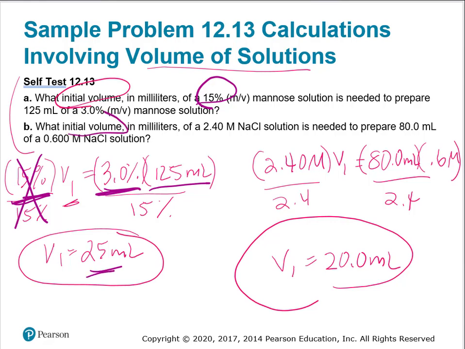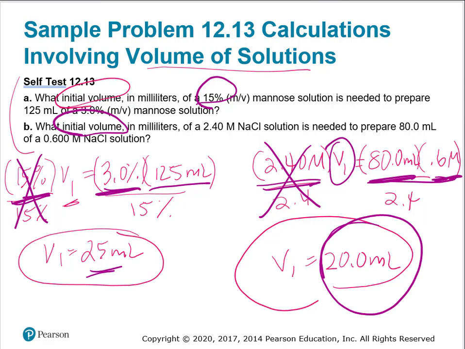The second one, again, we're looking for the initial volume, V1. We're told the initial concentration, and we're told the diluted concentration and the diluted volume, so we divided both sides by 2.4 to get an initial volume of 20.0 milliliters.